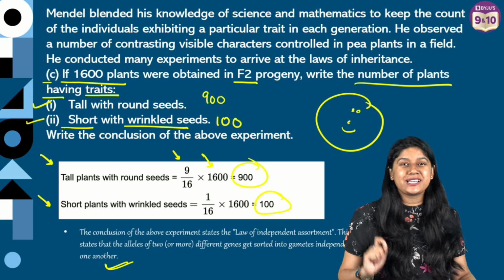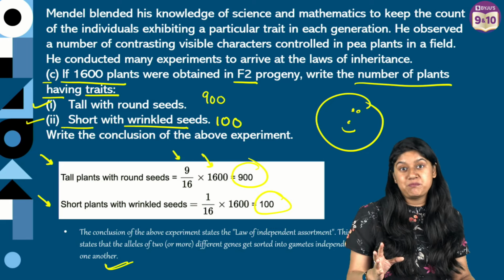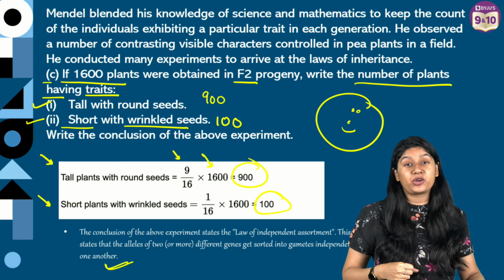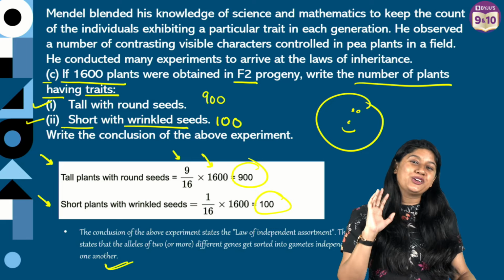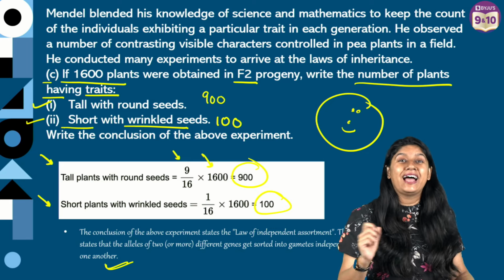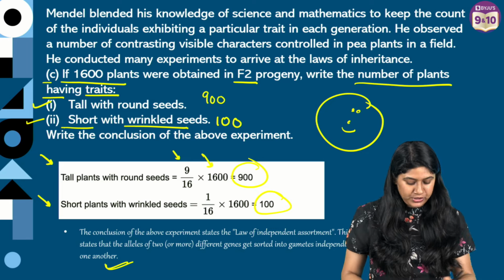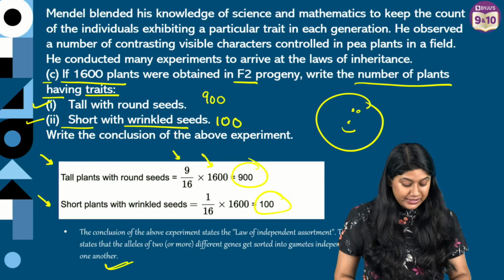Now, we have to remember that Mendel questions are very, very important and can definitely come in a case-based study question. So, please make sure you get thorough with the dihybrid cross and the monohybrid cross also. With that, we are done with this question. Now, let's take a look at question number 3.